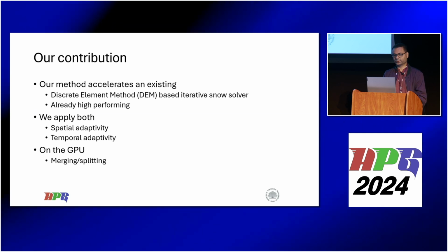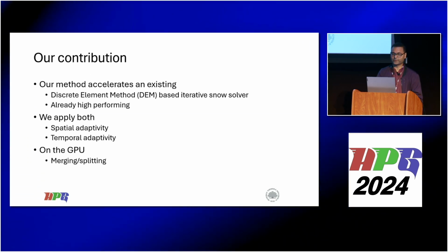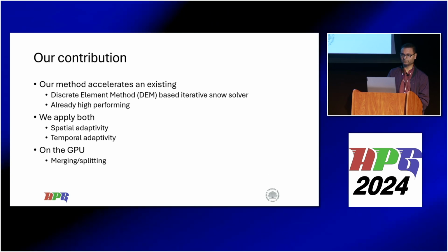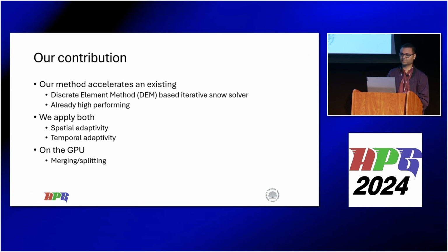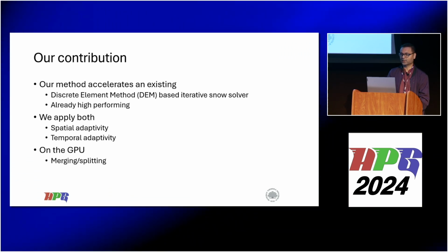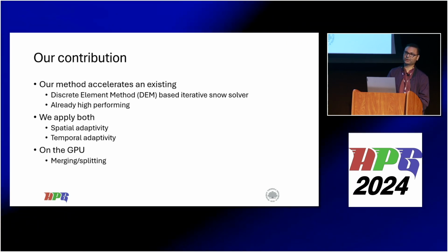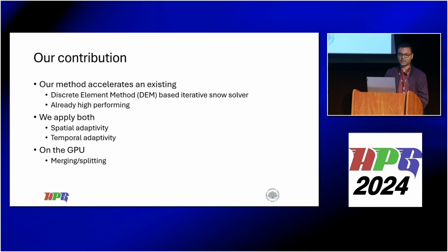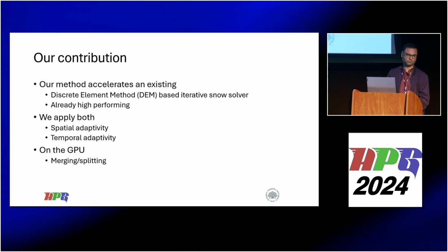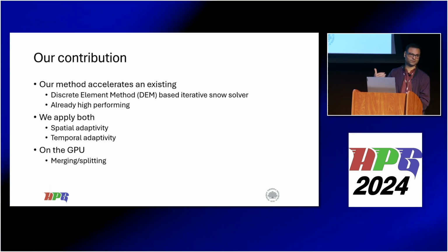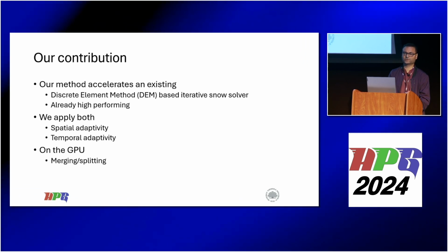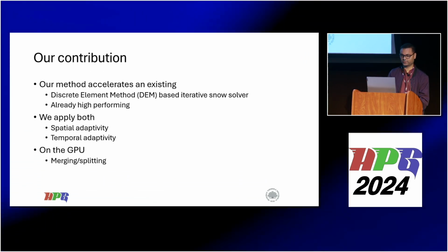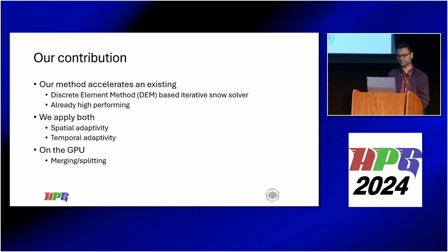So our contribution in this method is that we are going to take our iterative discrete element based solver, which is already a very high performing solver for snow simulation. And we're going to apply spatial and temporal adaptivity to that simulator to accelerate it even further. And we are doing all this on the GPU. Because this base solver is also on the GPU, we accelerate the solver also on the GPU. That includes merging and splitting and region determination.